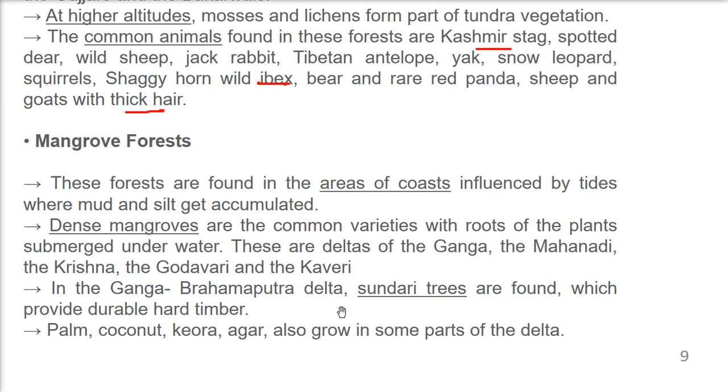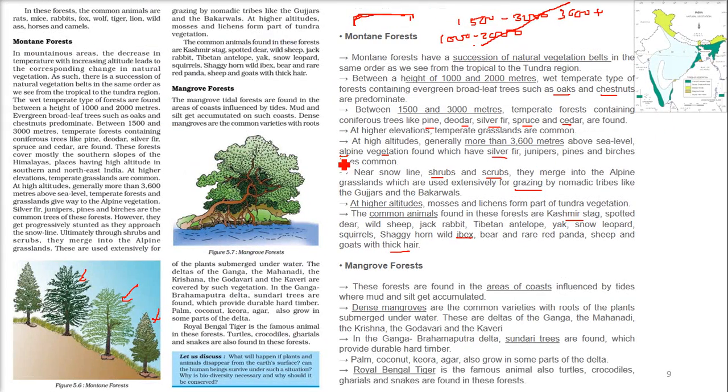If you go to a very important part, which is the Ganga Brahmaputra delta, there are Sundari trees. Sundari, that is why it is called Sundarban. Sundari trees are found, which provide durable hard timber. So palm, coconut, keora, agar grow in some parts of these delta regions. And you find the Royal Bengal tiger here, in this place.